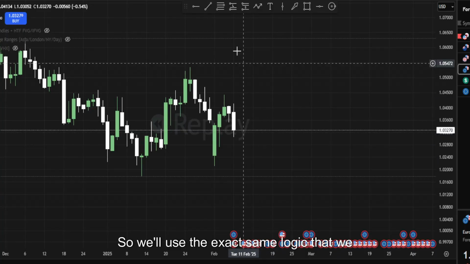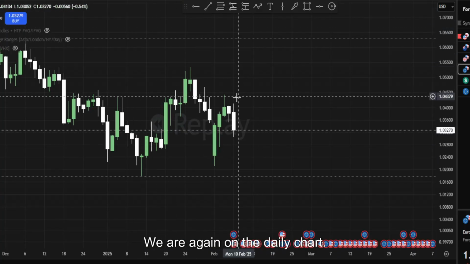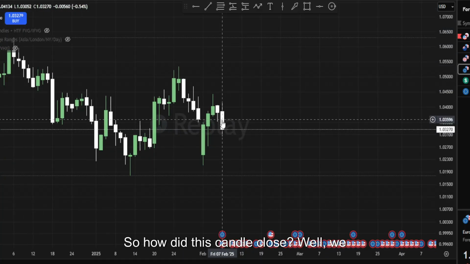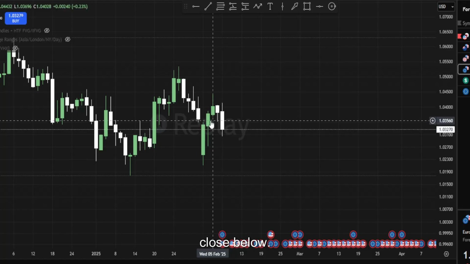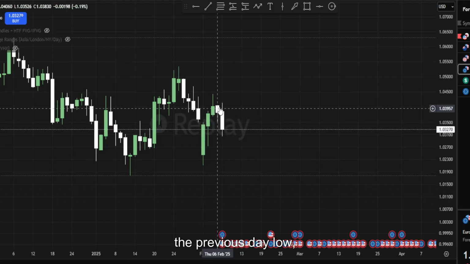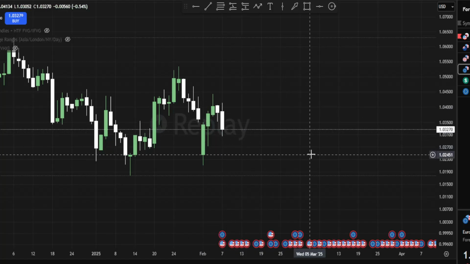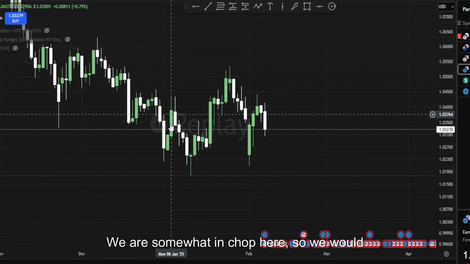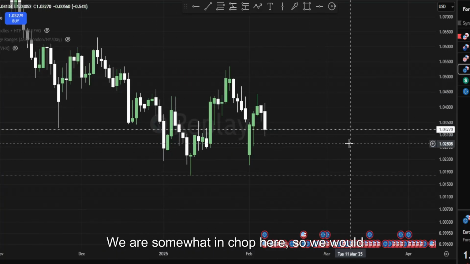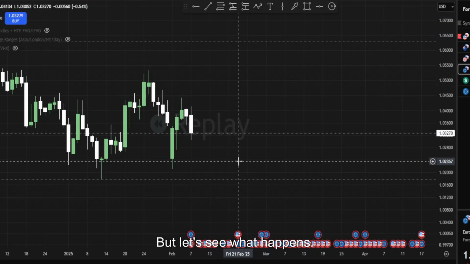So we'll use the exact same logic that we just went over. We are again on the daily chart. So how did this candle close? Well, we closed below the previous day low. So we would expect a following bearish candle. We are somewhat in chop here, so we would want to be careful. But let's see what happens.